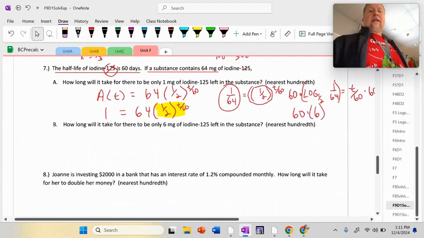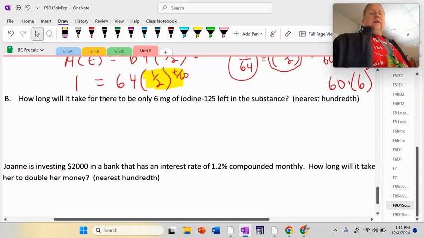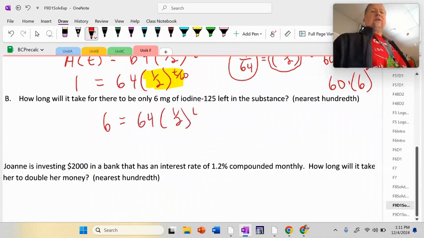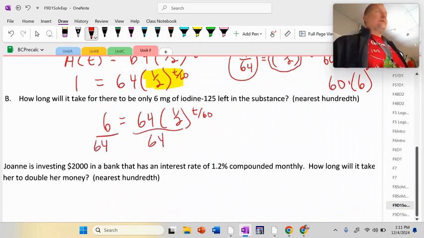Got it? Okay. All right. So that was interesting. I didn't even think about that last hour. So I guess that's why they asked this one. 6 equals 64 raised to the half, T over 60. Maybe this one doesn't work out as nice. Divide by 64, then this one probably would require logarithms. Yeah, that's just a big mess.